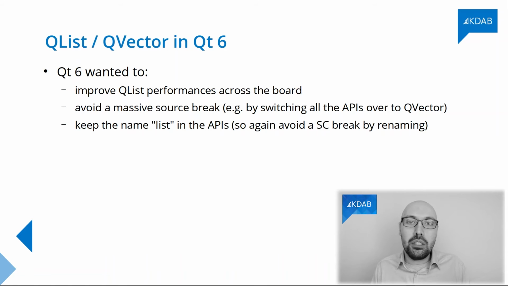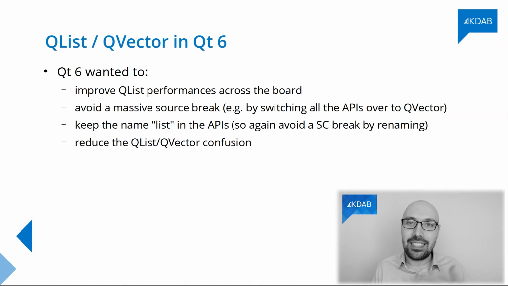There are also APIs in Qt that have the name list in them, so things like get children list or whatever. We wanted to avoid renaming them into children vector or something like that, because that again is a source break. We don't want source breaks for client code. And also finally, perhaps stop teaching and stop explaining all this mess about QList's double behavior.